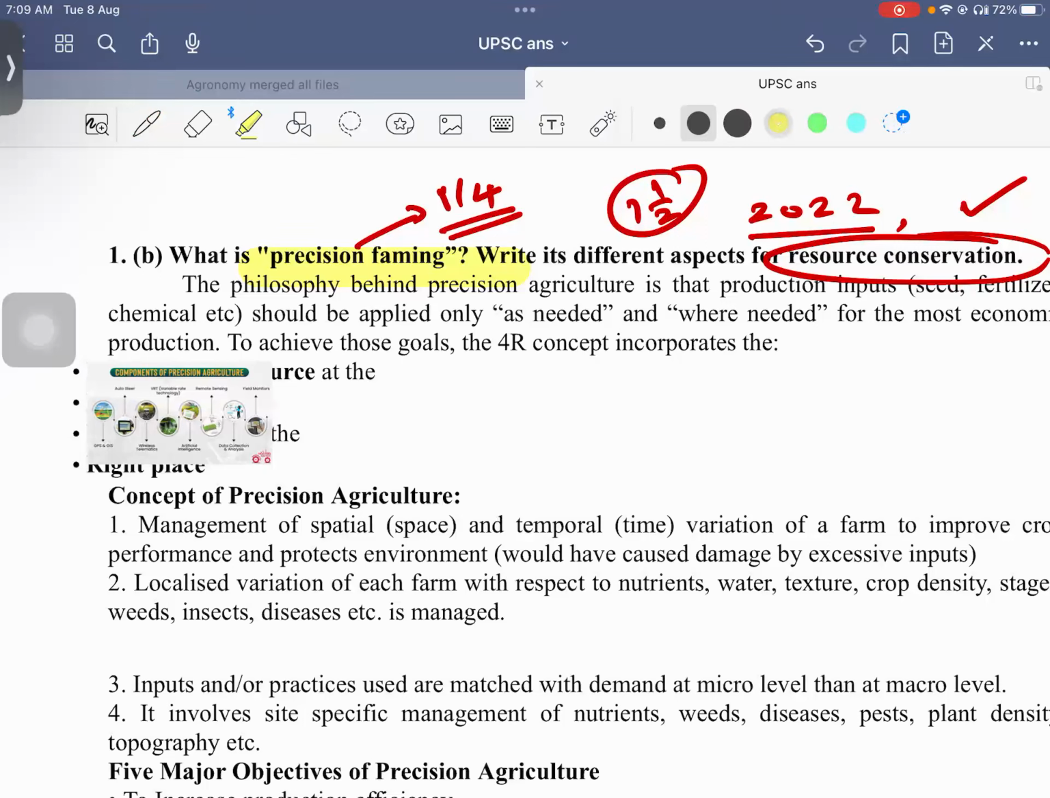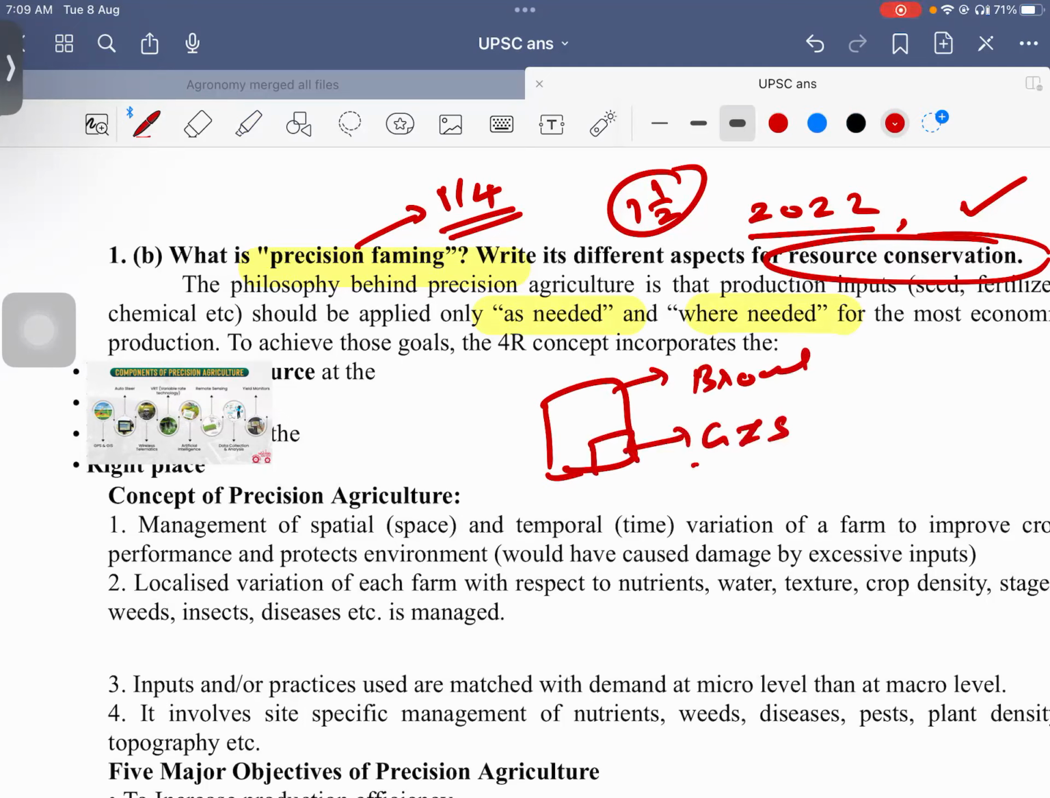The philosophy behind precision agriculture is that we are able to understand what is needed, as needed and where needed, and we use the resources accordingly. Precision agriculture tools are similar to the geographical information system we are using. Precision agriculture is a very broad term, in which GIS is a component. Here also we try to know as needed and where needed we are going to implement these technologies.